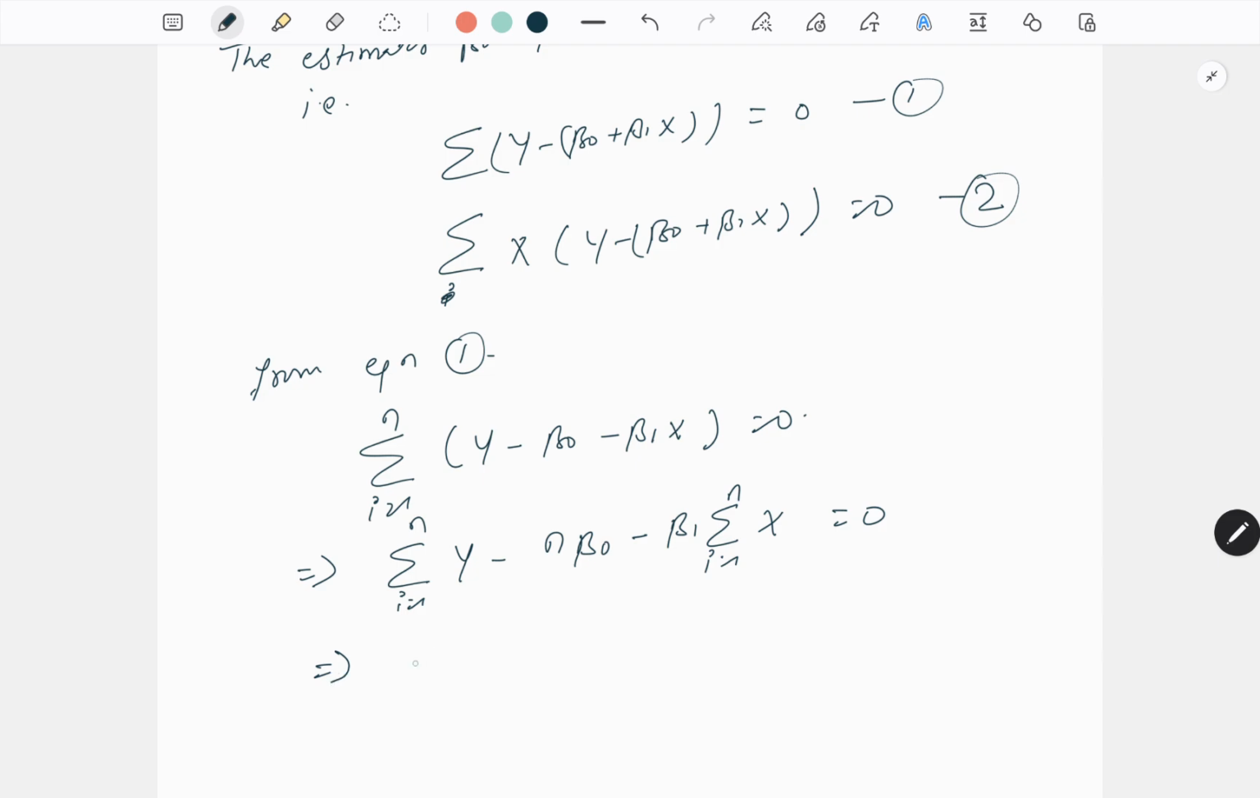From here we can write n times beta naught is equal to y bar, that is the mean of y values, minus beta 1 times the mean of x values, where y bar, the mean of y, is given as the sum of yi divided by n, and x bar is given as the sum of xi divided by n.